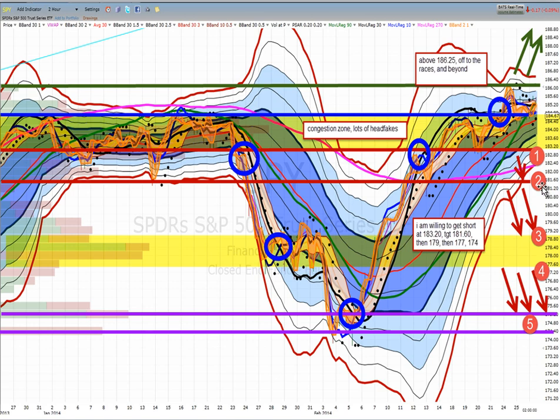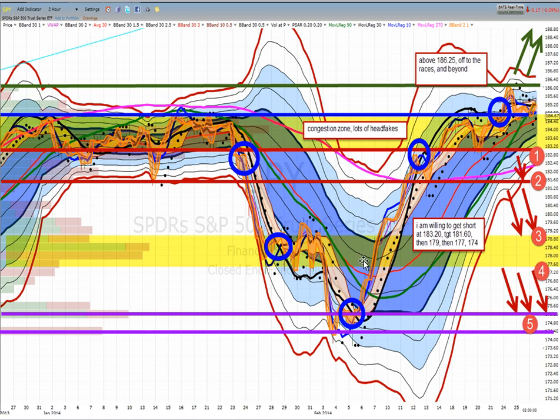I'd be willing to add a short if it failed through 0.2 at 181.60. I really want to be double short at that point. Then it's free and clear all the way down to this next congestion zone. You can see the volume and then the price chop here. I think if it violates 2, it goes all the way to 3 in a hurry, and then if it hesitated here, I would cover.